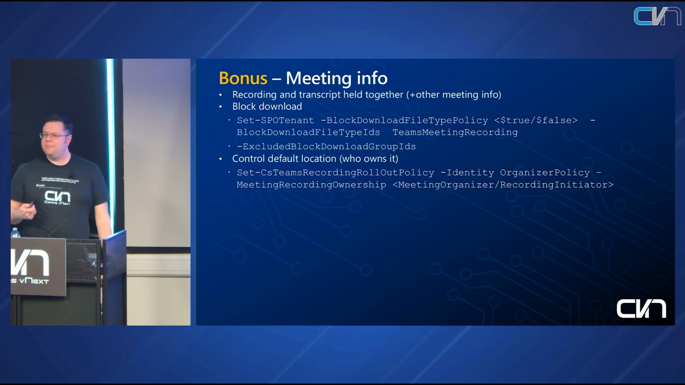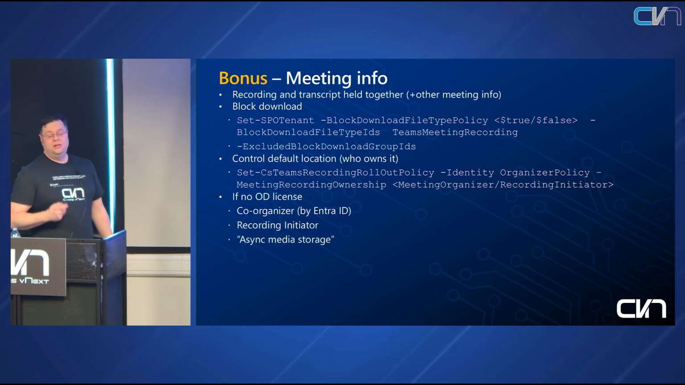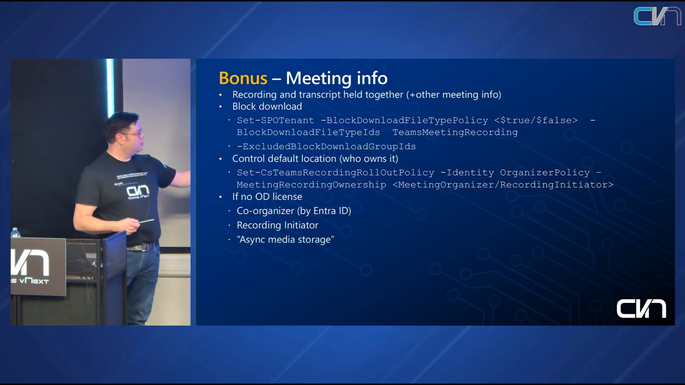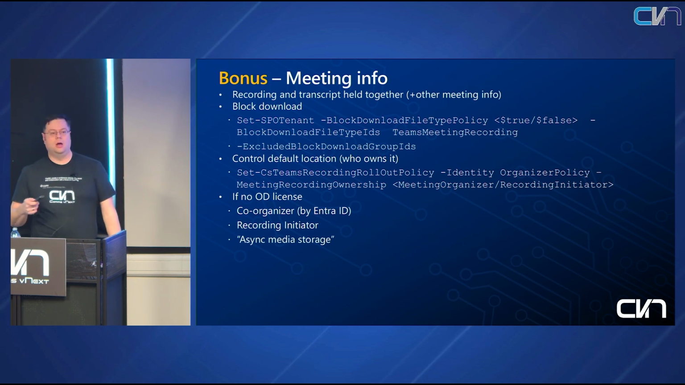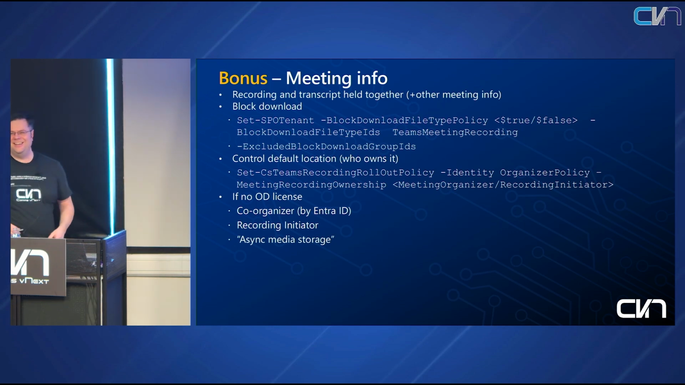Now, you might say, Ben, what happens if the user doesn't have a OneDrive for Business license? How are we going to store that? We don't have anywhere to put the data. Don't worry, Microsoft's got you covered here, okay? So if you don't have a OneDrive license, it will go against the co-organizer if there is a co-organizer associated with the meeting. Anybody used the co-organizer stuff? Yeah, Satish, you're going to say yes to everything.